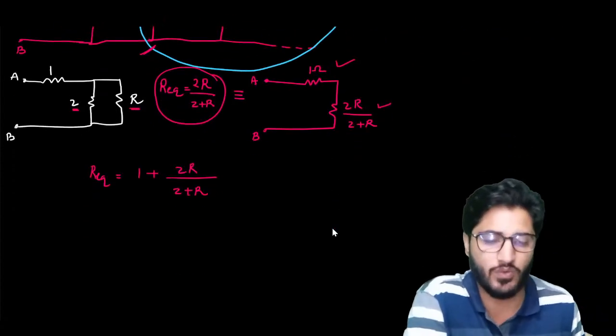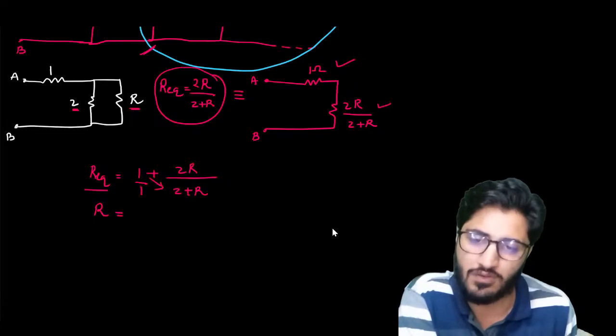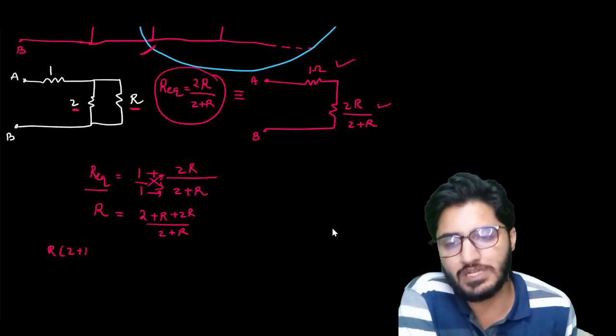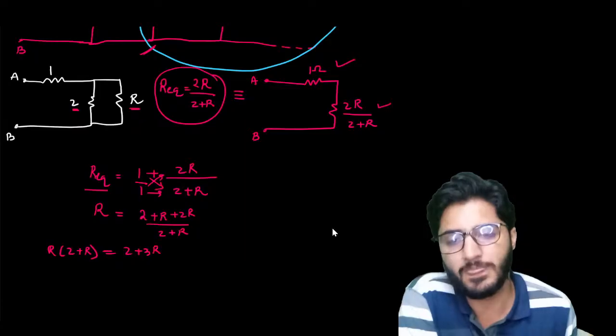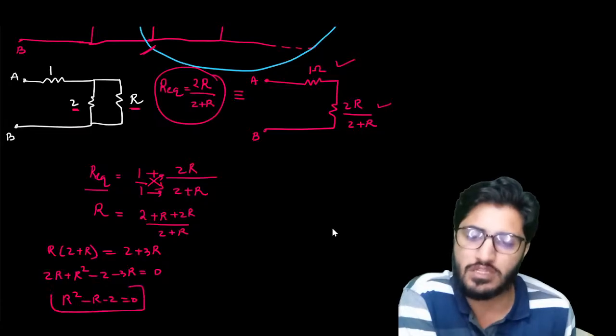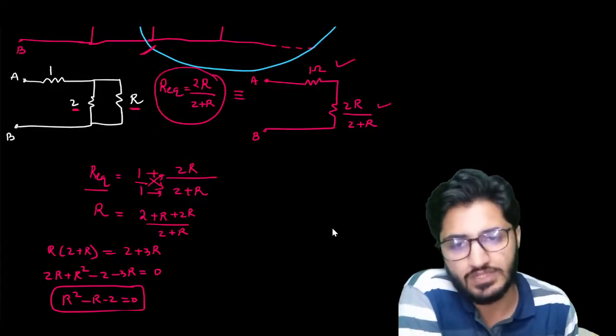Short trick. So what I can do here, sir, this R will be also R. So I will do cross multiplication now. Look, it will be (2 plus R) plus 2R whole divided by (2 plus R). Now I can write R into (2 plus R), then it is how much? 2 plus 3R. It will become 2R plus R square minus 2 minus 3R equals 0. So I can write R square minus R minus 2 equals 0. This becomes my quadratic equation.